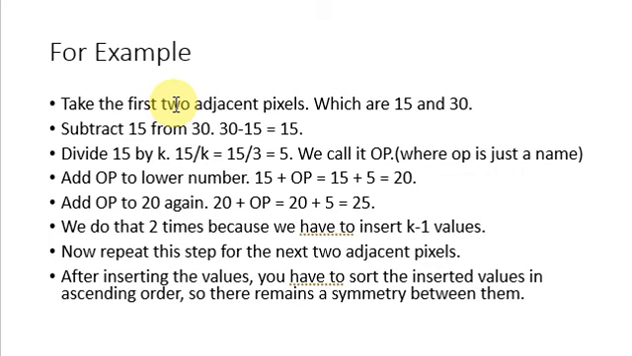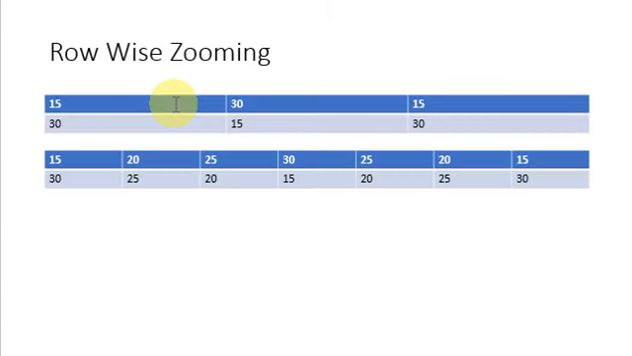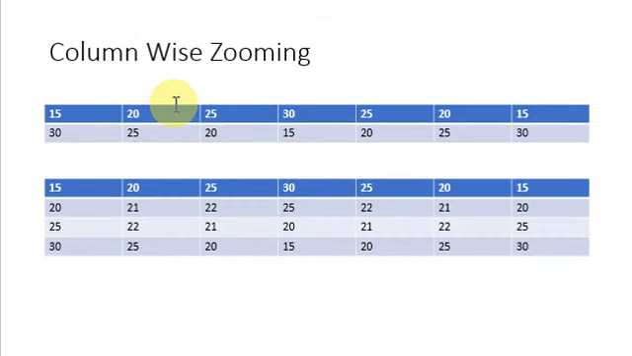Column wise zooming: the same procedure has to be performed column wise. The procedure includes taking two adjacent pixel values and then subtracting the smaller from the bigger one. After that, you have to divide it by K. Now store the result as OP. Add OP to the smaller one, and then again add OP to the value that came from the first addition of OP. Insert the new values.